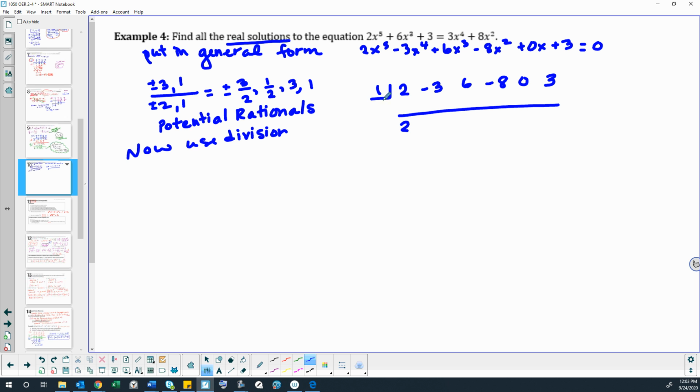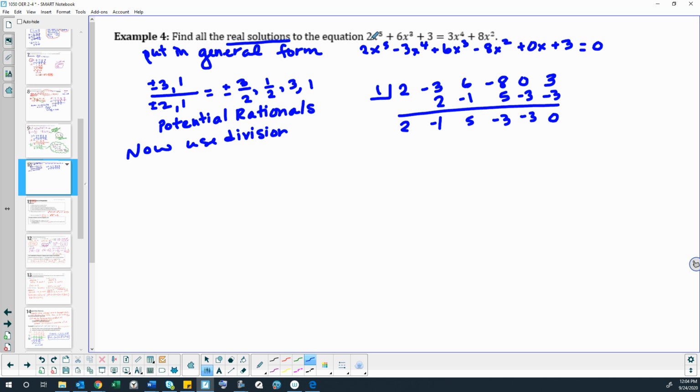Bring down the 2. 2 times 1 is 2. -3 plus 2 is -1. -1 times 1 is -1. 6 minus 1 is 5. 5 times 1 is 5. -8 plus 5 is -3. -3 times 1 is -3. 0 plus -3 is -3. -3 times 1 is -3. And 3 plus -3 is 0.